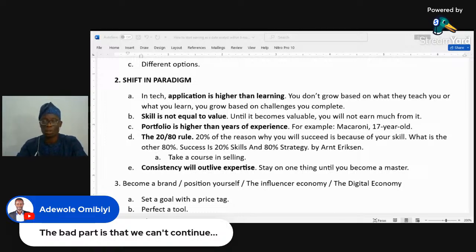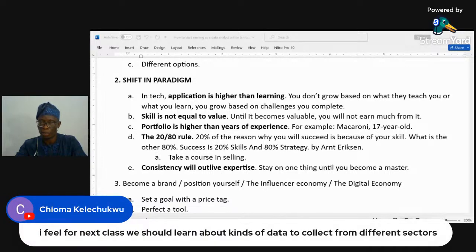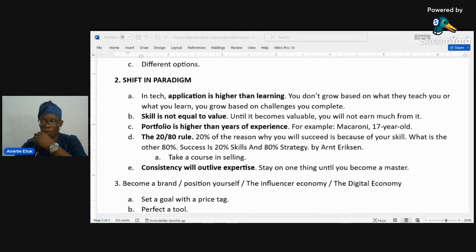This is 8:23. We'll end exactly 8:25. Awesome class from Royal Sterling. Thank you. Chioma said, I feel like next class we should learn about kinds of data to collect from different sectors. So I'm taking notes of these kinds of data to collect from different sectors.